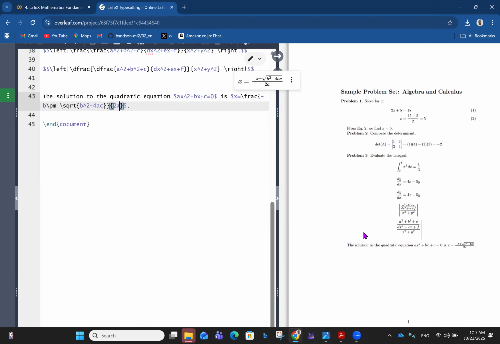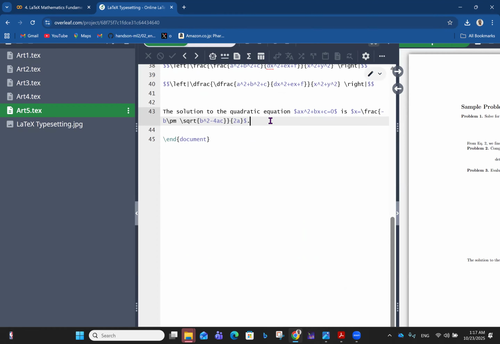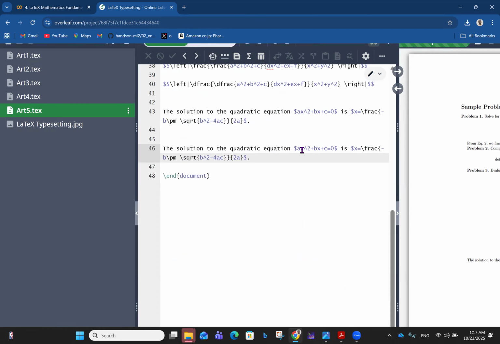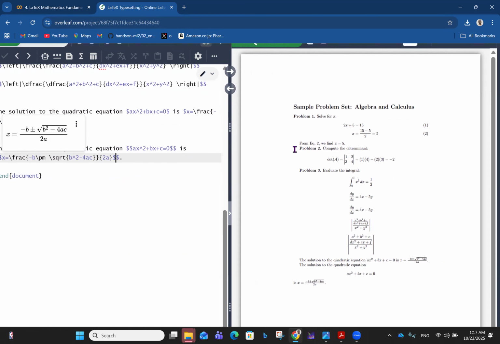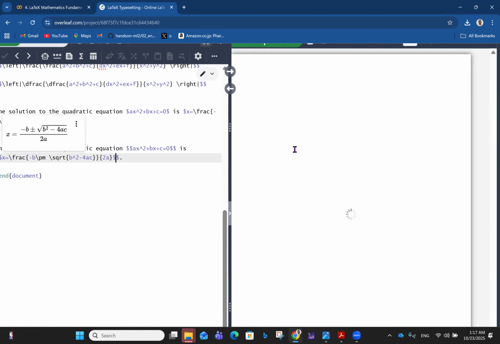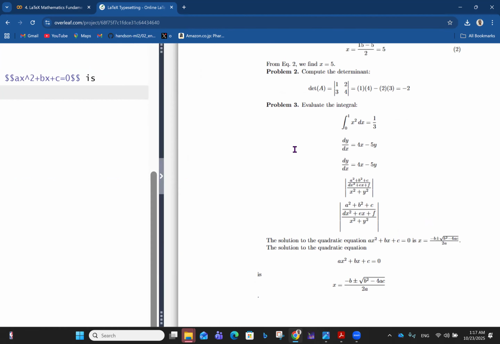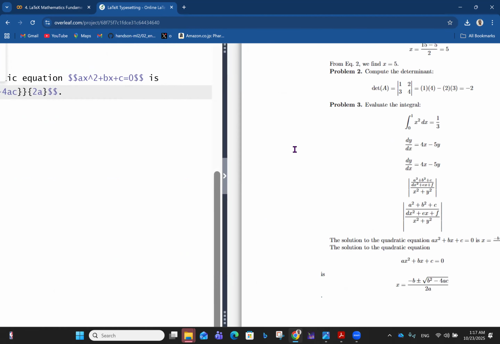But then I can just take the same thing and make it display, okay? So to display that, I just add a dollar sign here, add a dollar sign here, and then for the other one, I add a dollar sign, and then lastly, I also add a dollar sign to this. So, and then you see everything is split up. Okay. So the equation of the solution to the quadratic equation is this.